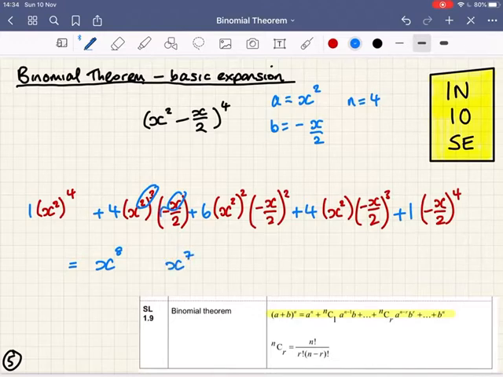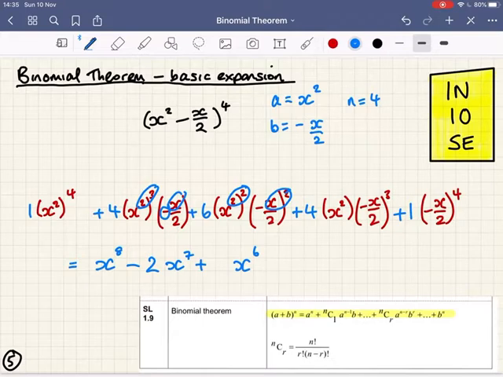I have a negative, and that's not been squared at all, so it stays negative. So I end up with 4 divided by 2. I've just got negative 2x to the power of 7. The next time round, I've got x to the power of 4 here, multiplied by x squared, gives me x to the power of 6. And this was negative, but because I squared it, it goes plus.